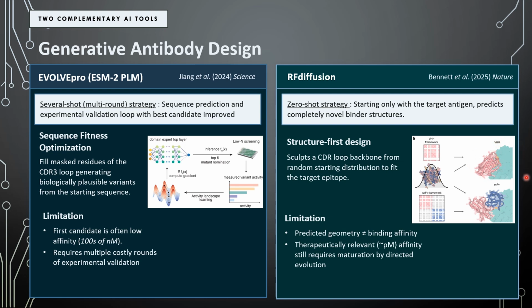The shared limitation for both of these methods ultimately revolves around the fact that the candidates that are put out from the prediction require multiple expensive rounds of experimental validation in order to achieve therapeutically relevant affinities.